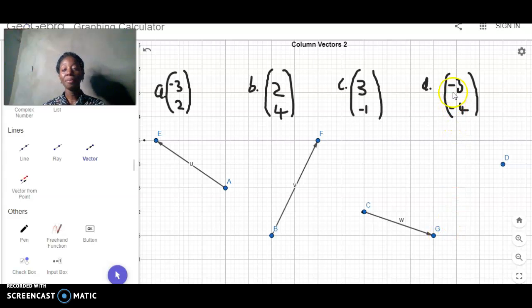And finally, the fourth vector has a horizontal shift of -3 and also a -4, which represents movement southwards. So here I will begin at my starting point D. The -3 represents 3 steps towards the left. That is 1 step, 2 steps, 3 steps. And because my vertical rise is -4, it simply means that I will take 4 steps south. That is 1, 2, 3, 4. So there you have it, 4 column vectors.